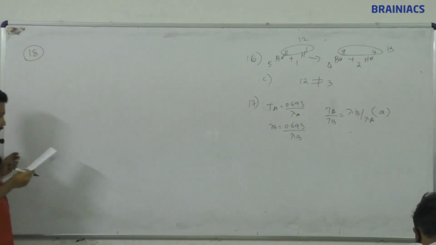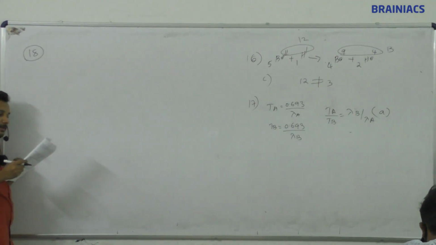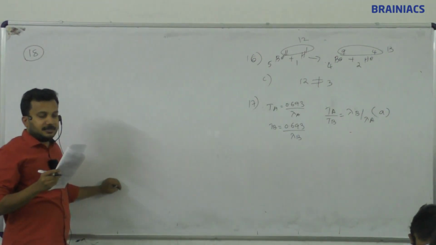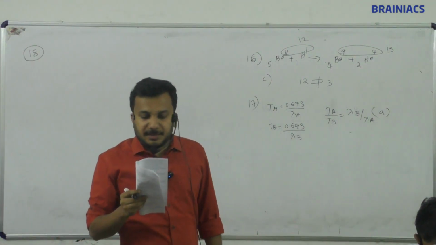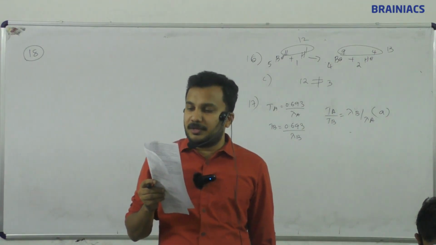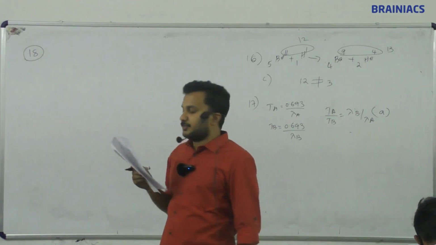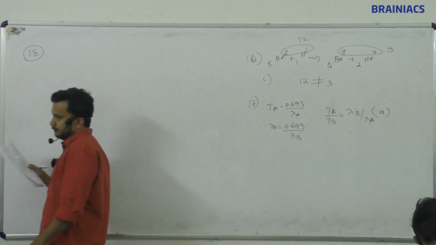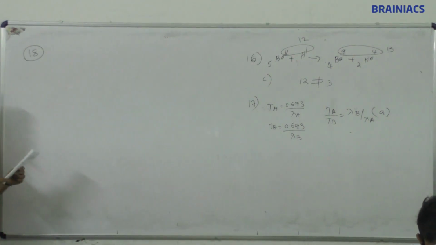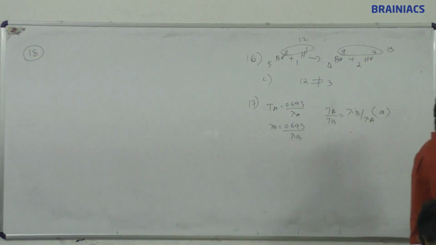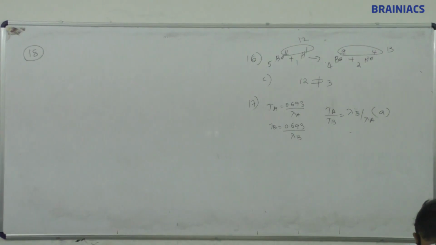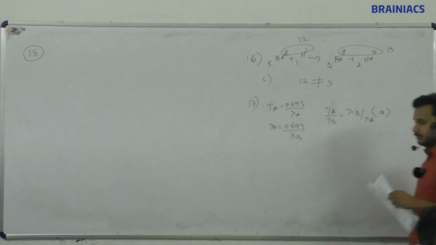18th. Two radioactive materials X1 and X2 have decay constants 10 lambda and lambda respectively. If initially they have the same number of nuclei, then the ratio of the number of nuclei of X1 to that of X2 will be 1 by e after some time. Can you solve this? I'll wait for you. Answer? 1 by 9 lambda. I don't know this.